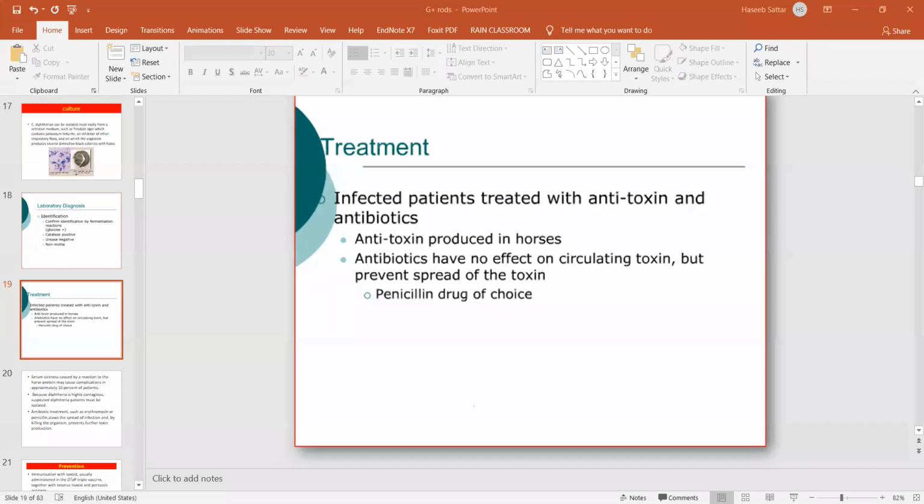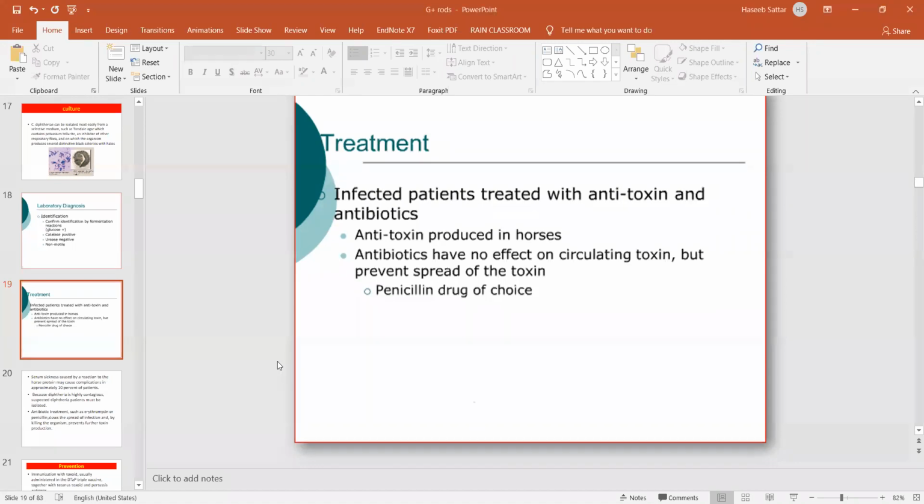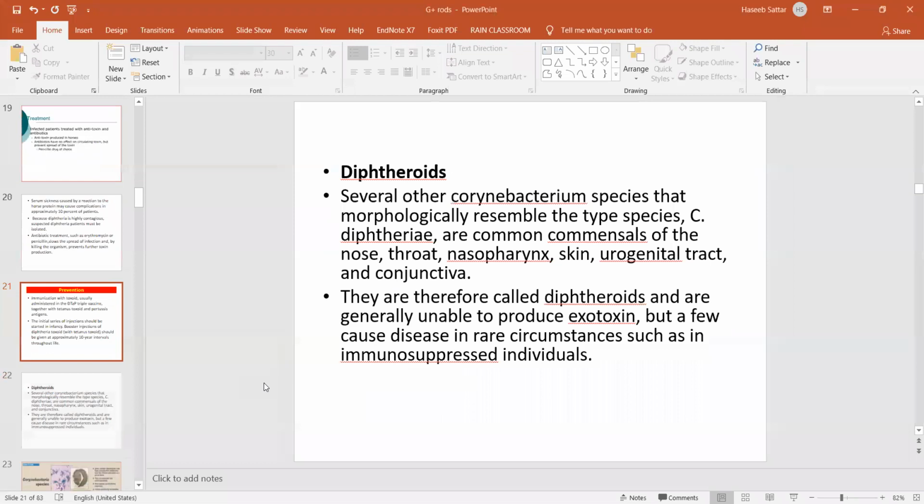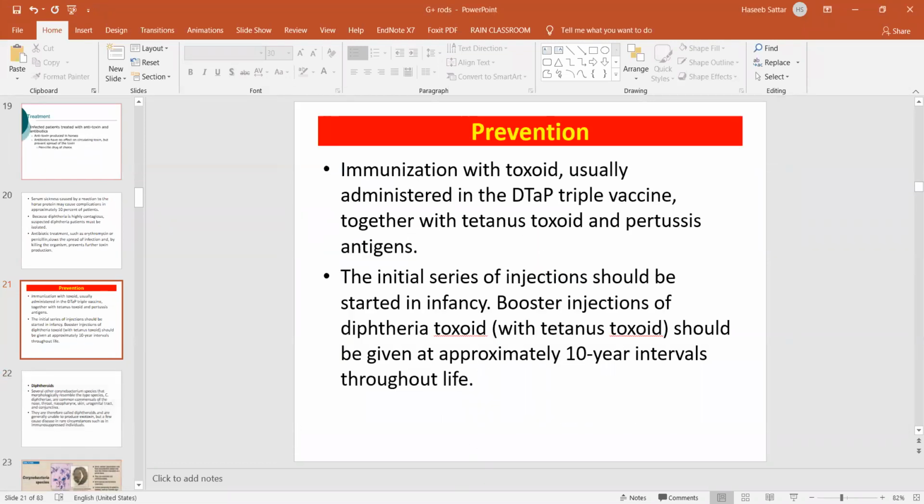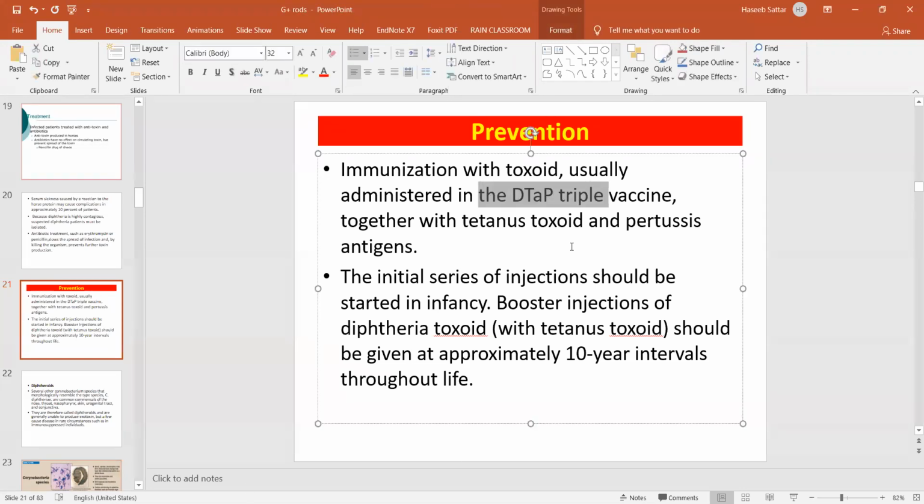So now this is the treatment, and how we can prevent the spread of the infection. The main prevention is immunization. I have told you that nowadays the DTaP vaccine is available, which contains three toxoids: diphtheria, tetanus, and pertussis. So there are three antigens.